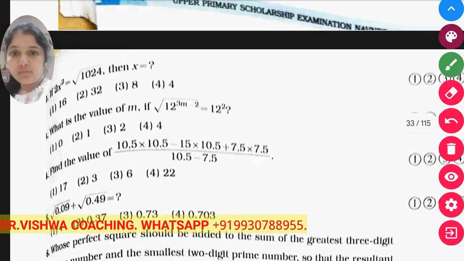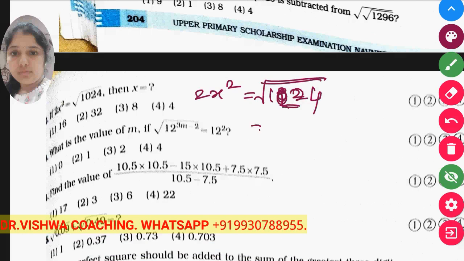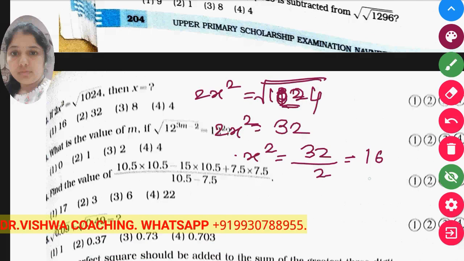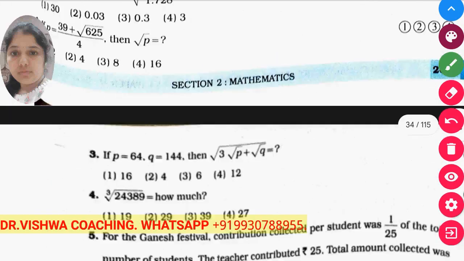Okay, I got it. 2x square is equal to 1024, which is the square of 32. So when 1024 comes out of the square root, it becomes 32. So 2x square is equal to 32, x square is equal to 32 divided by 2, which is 16. Now 16 is the square of 4, so x is equal to 4. The answer was in front of our eyes, but we got confused.